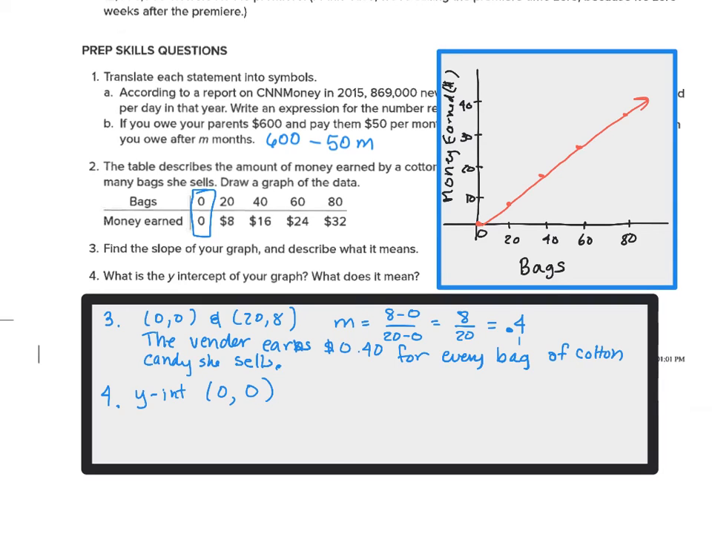Well, if she sells 0 bags of cotton candy, how much will she make? She will make $0. That makes sense, doesn't it?